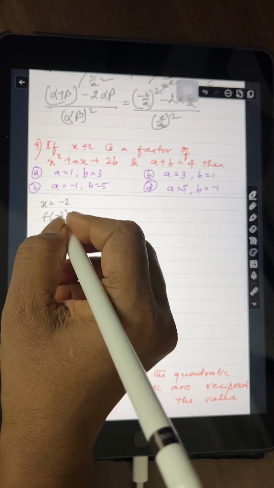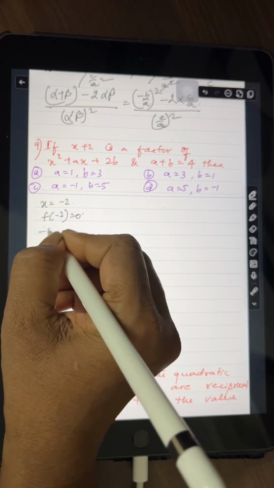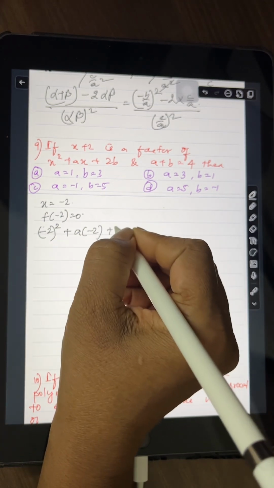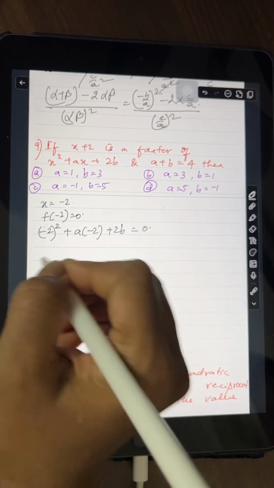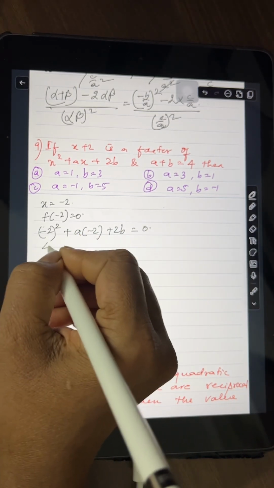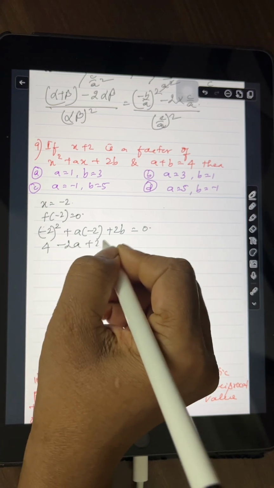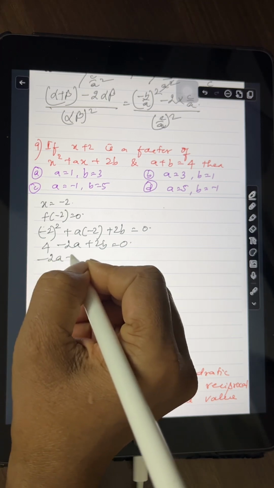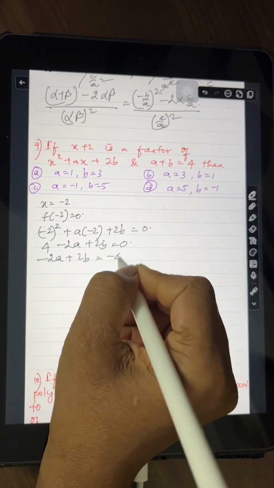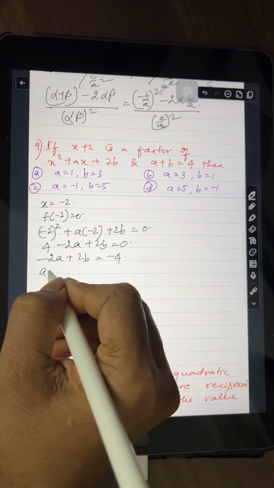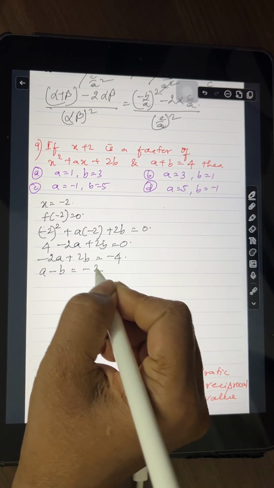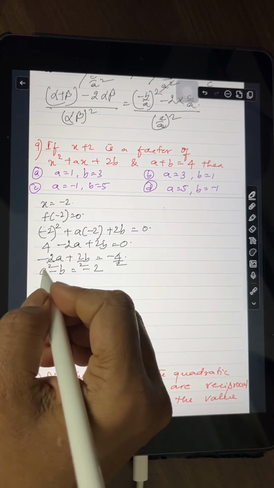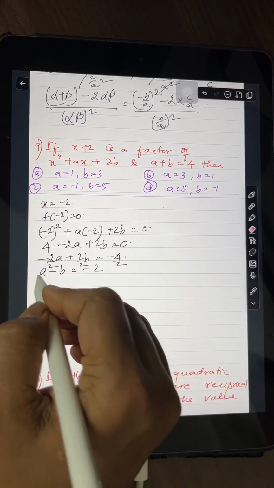So now in place of x you can put minus 2 whole square plus a into minus 2 plus 2b is equal to 0. Okay. Now 4 minus 2a plus 2b is equal to 0. Now minus 2a plus 2b is equal to minus 4, or a minus b is equal to minus 2. How? You divided by 2. Divide throughout by 2. What you will get?